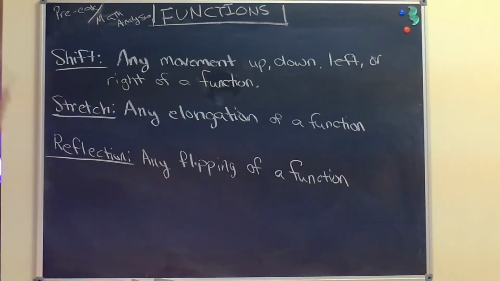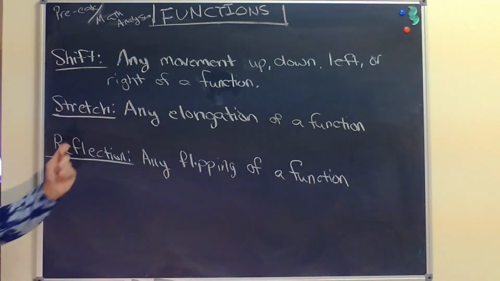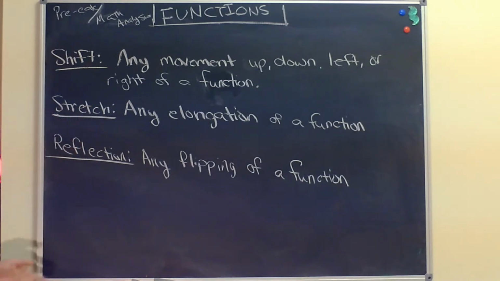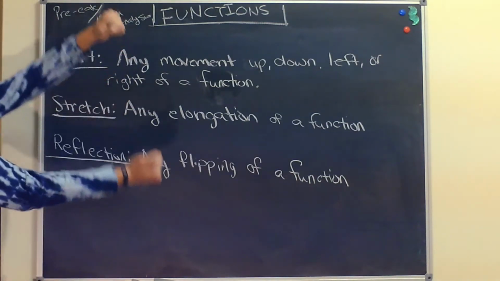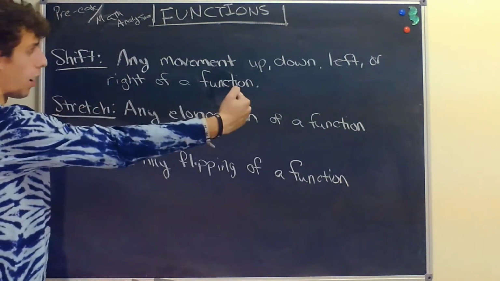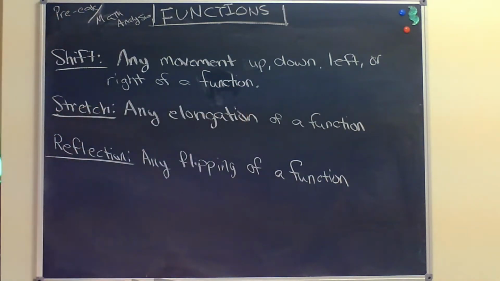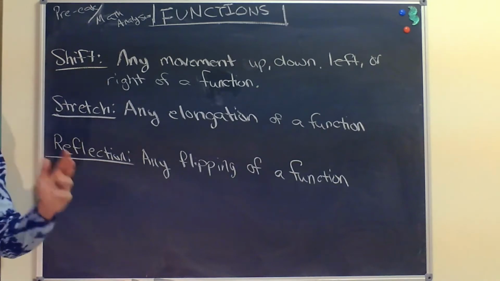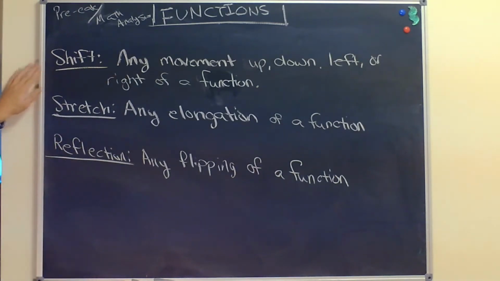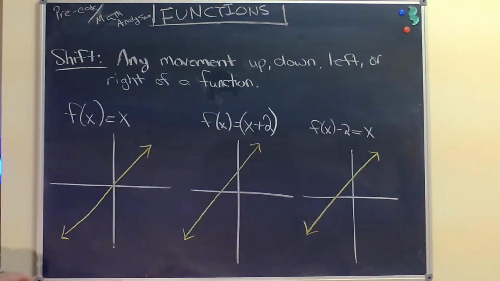Okay, so here are the three different types of transformations you can apply to a function. First, we have shifts. Shifts are any movement up, down, left, or right of a function. Then we have stretches, and stretches are any elongation, whether we're stretching it up and down or left to right of a function. And then reflections are any flipping of a function. So let's start with shifts, and then we'll move into stretches and reflections, and then we'll end this video off with an example.